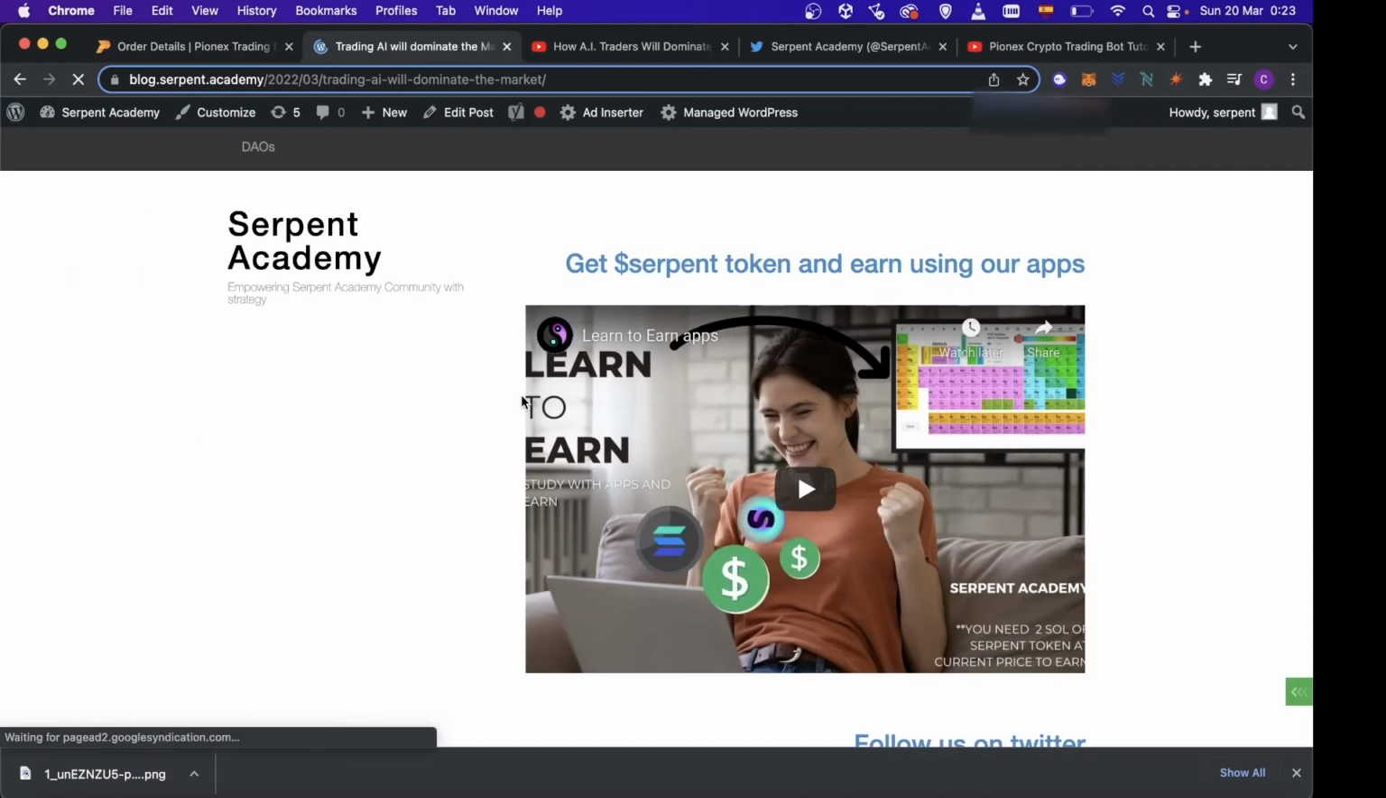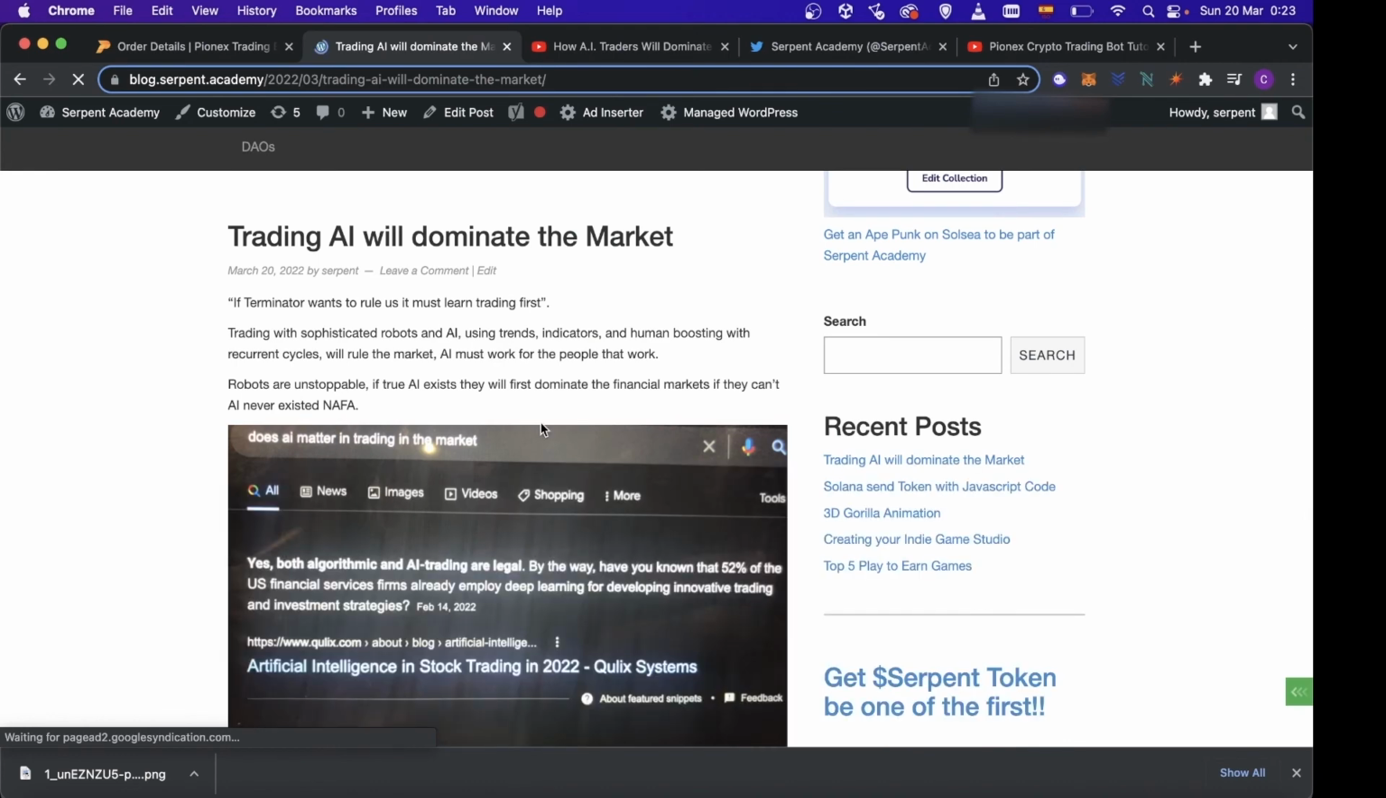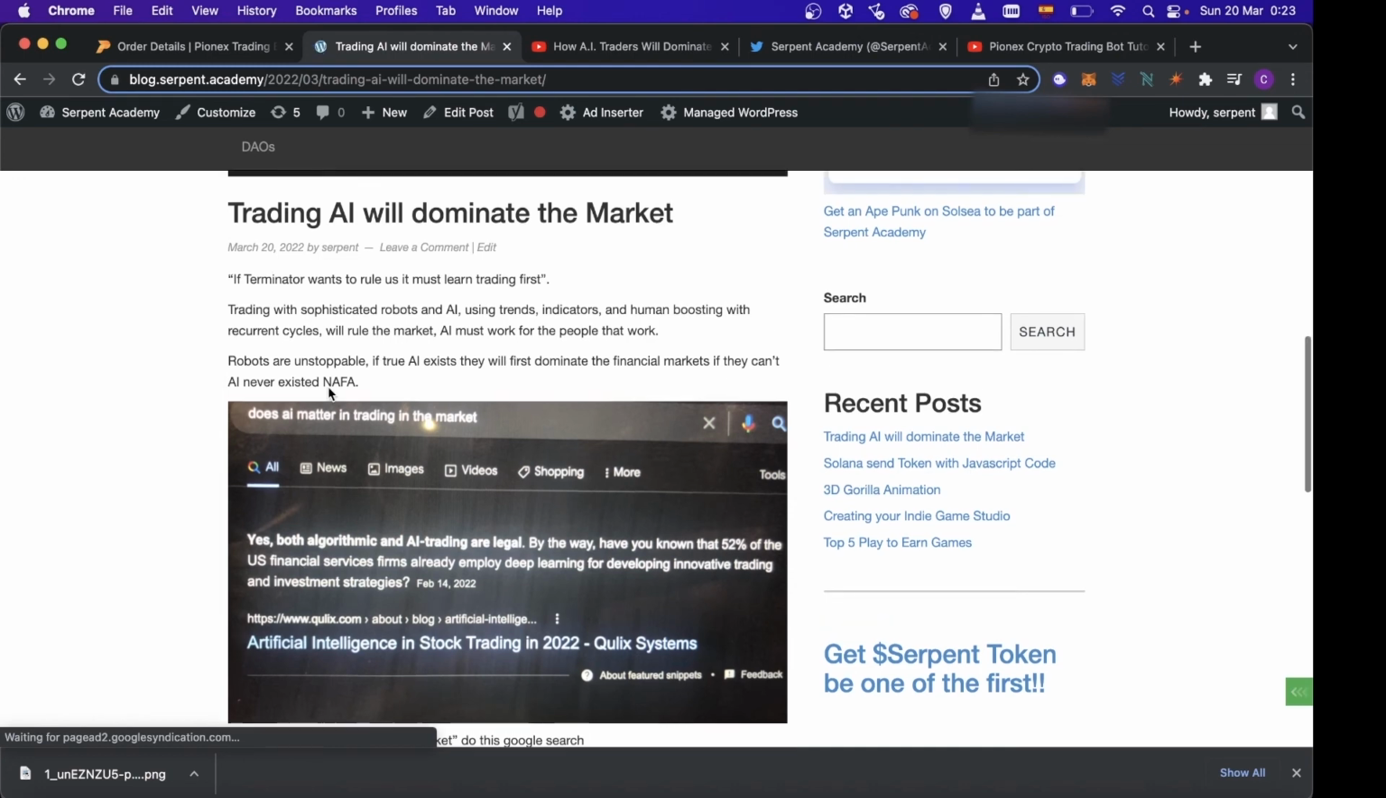The idea is that trading AI will dominate the market. I did this Google search: does AI matter in trading in the market? And the answer by Google was yes, both algorithmic and AI trading are legal. By the way, you know that 52% of US financial services firms already employ deep learning for developing innovative trading and investment strategies. So I like this video a lot.